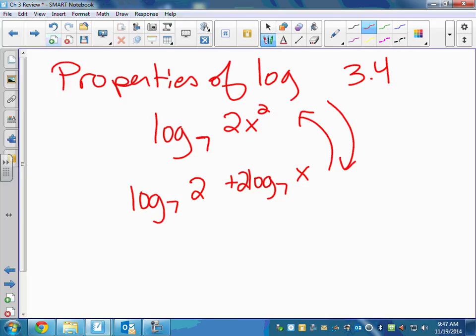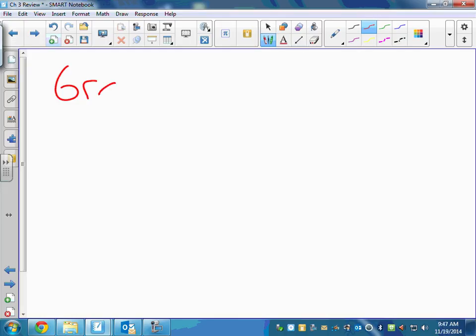The only other thing that's on this test, kids, is graphs. That's it, right? You need to look over your graph of exponential functions.